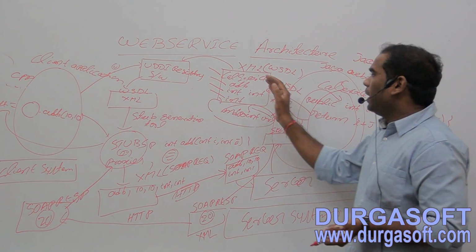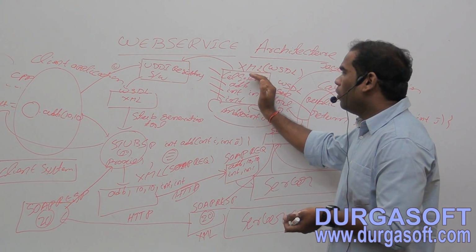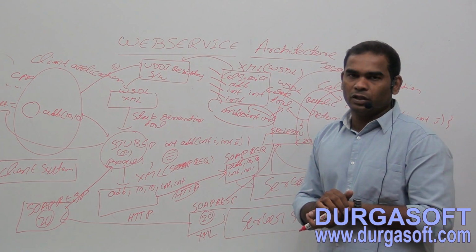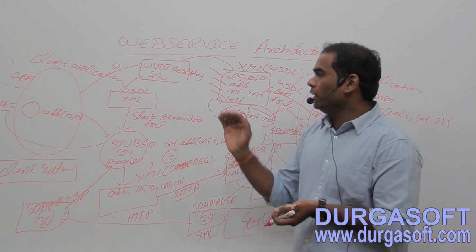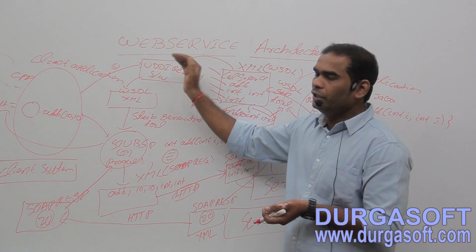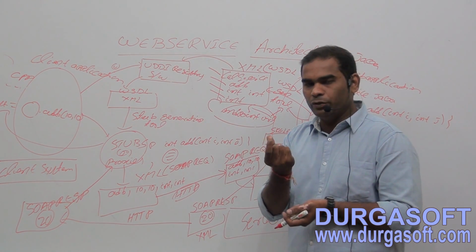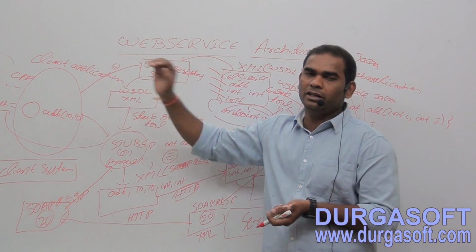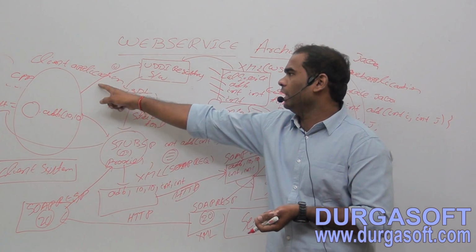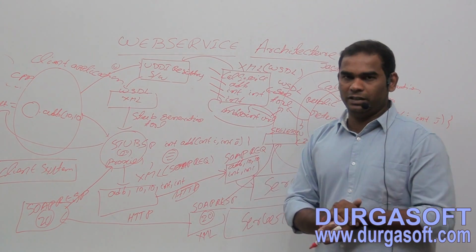After preparing this WSDL file, we need to hand it over to the client. Now how will you hand over this WSDL file to the client? We need to store that WSDL file into the UDDI registry with some unique name. That unique name we will send to the client. Using that unique name, the client will get this WSDL file.